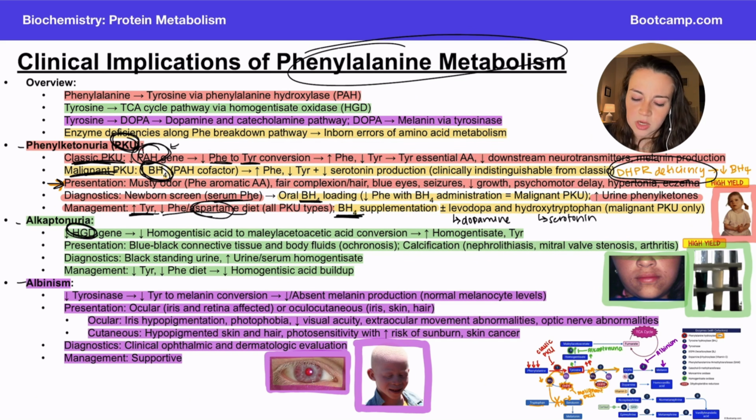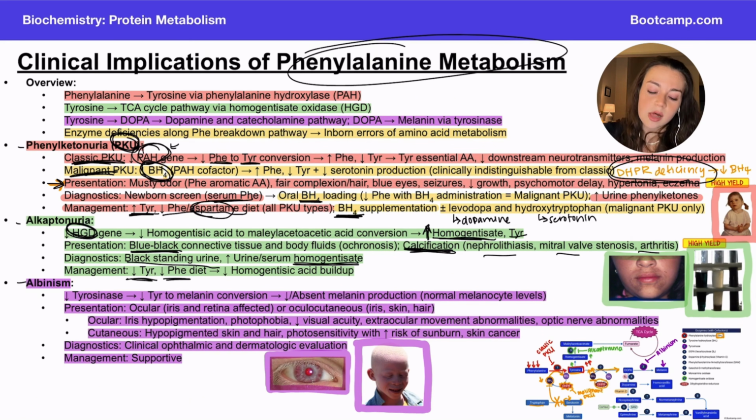This caused a buildup in homogentisate as well as tyrosine, and that elevated homogentisate could deposit in connective tissue as well as body fluids like urine and cause that blue-black discoloration, as well as systemic calcification, which can take on a couple of different forms. This was either diagnosed with standing urine, which would turn black, or else looking at the urine or serum homogentisate levels, managed with a low tyrosine and low phenylalanine diet.